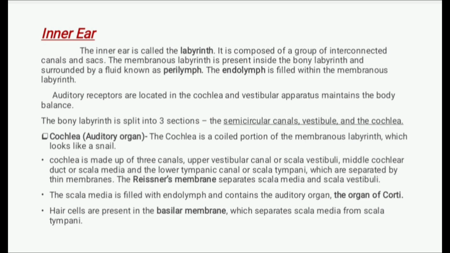First, we'll discuss the cochlea. Cochlea is also known as the auditory organ. It is a coiled portion of the membranous labyrinth which looks like a snail. This cochlea is made up of three canals: the upper vestibular canal or scala vestibuli, the middle cochlear duct or scala media, and the lower tympanic canal or scala tympani, which are separated by thin membranes.